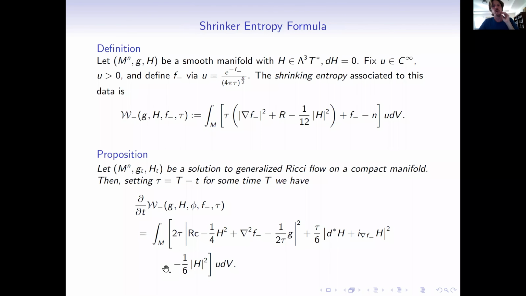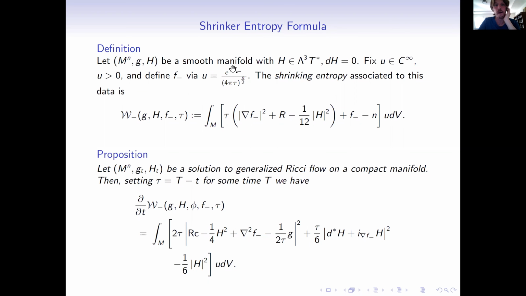And then, yeah, so there's also a shrinker entropy. So again, these quantities are all extensions of the things Perelman defined in his first paper. And the shrinker entropy for Perelman is the most important because it's the one that gives you this kappa non-collapsing result. So again, I'll say some words about that. But it's a very similar construction. So we have our usual data, G and H, and we have a positive function U. And tau is a positive constant.